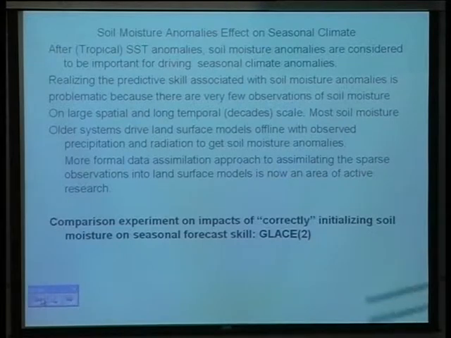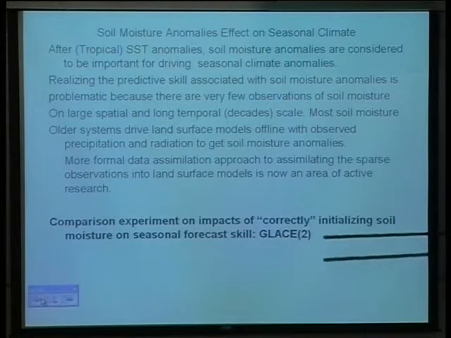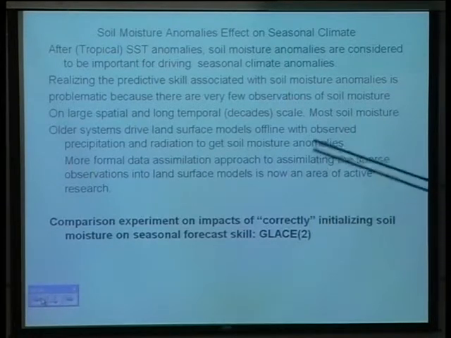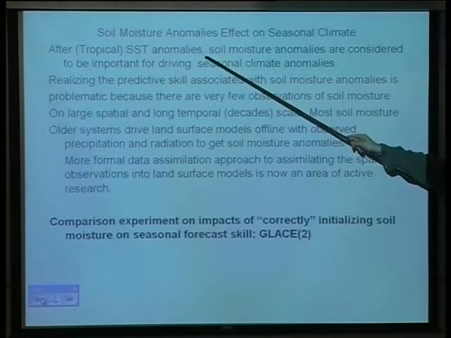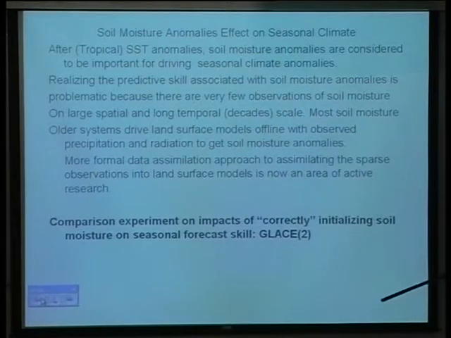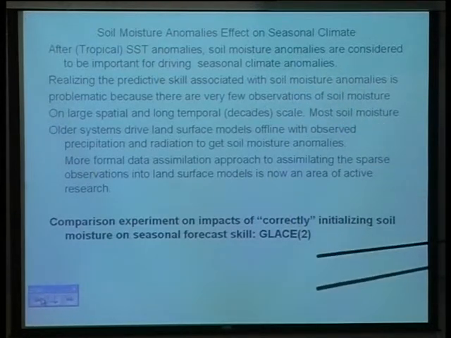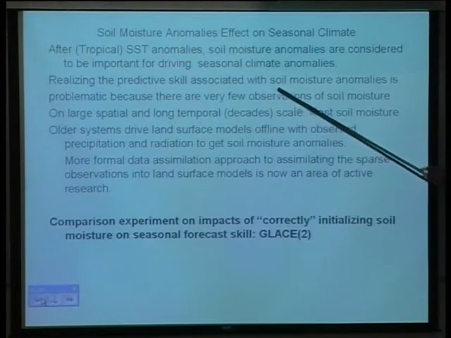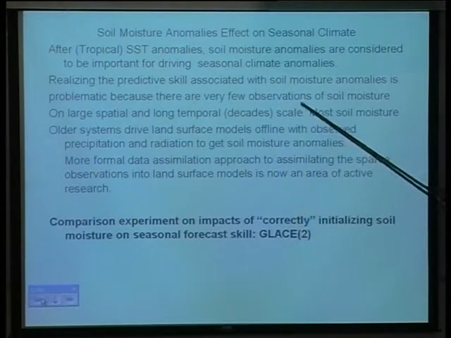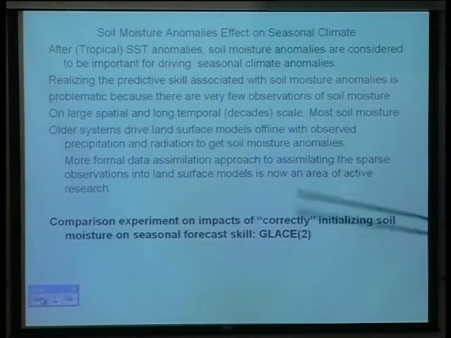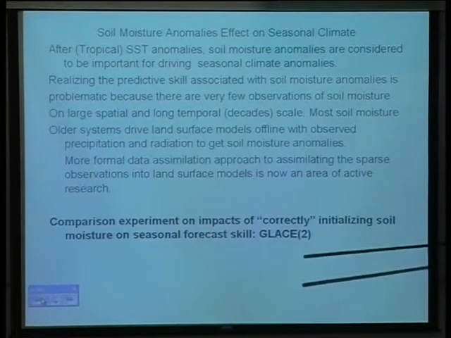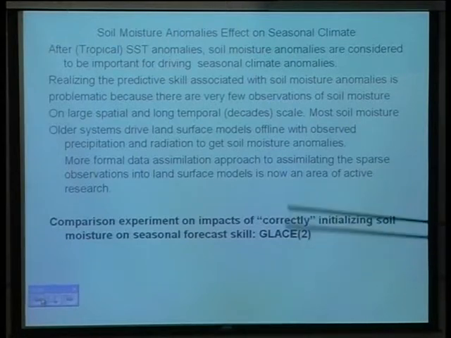Okay, so then, soil moisture effect on seasonal climate. Most people would argue these days that after tropical SST anomalies, so not just El Nino, but also the Indian Ocean dipole and this north-south Atlantic mode, the soil moisture anomalies are considered to be important for driving the seasonal climate anomalies. But predictive skill is problematic because there are very few observations of soil moisture. So this is a place where data assimilation could play a role by helping to do a better job initializing the models.